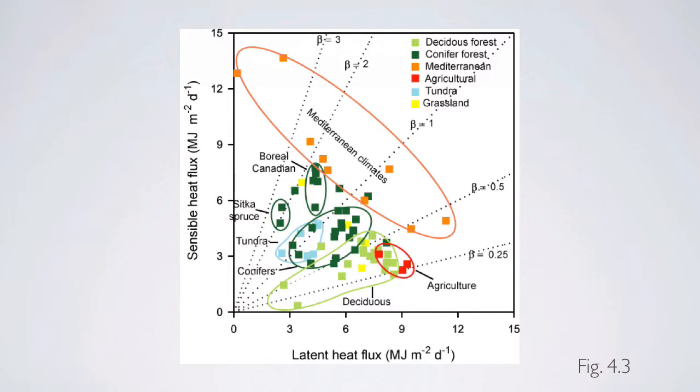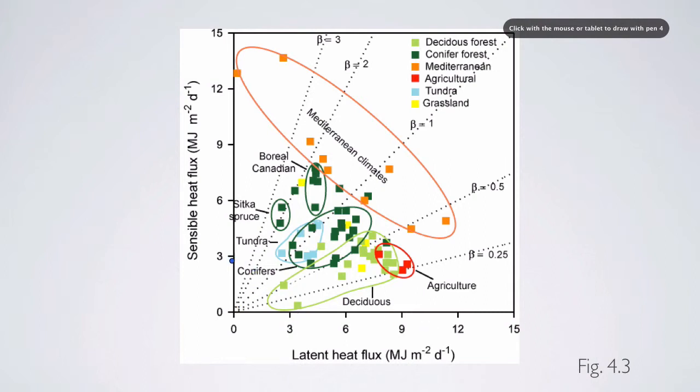What this figure is, figure 4.3, runs through differences in ecosystems in the partitioning of energy between latent heat flux and sensible heat flux. So on the x-axis, we have latent heat flux, which is the amount of energy that goes into evaporating water. The units on this are megajoules per meter squared per day. And on the y-axis, we have sensible heat flux, which is the amount of energy that goes into warming the air. That again, units megajoules per meter squared per day. So the same units.